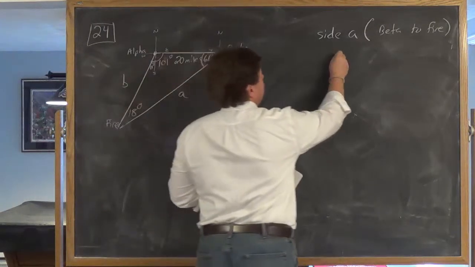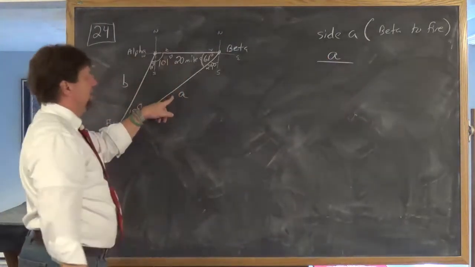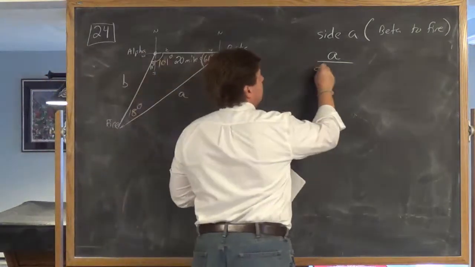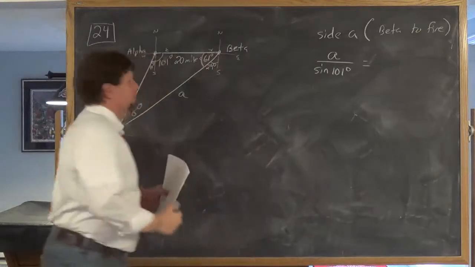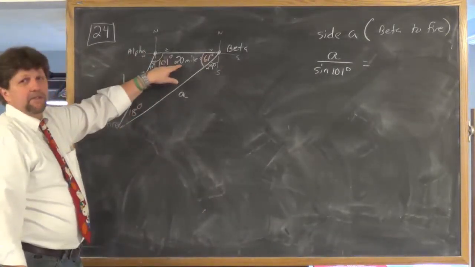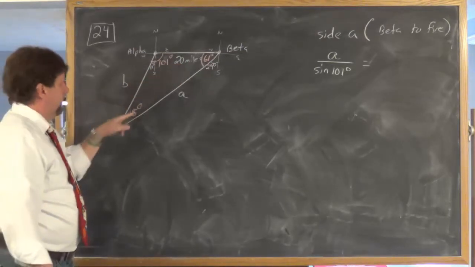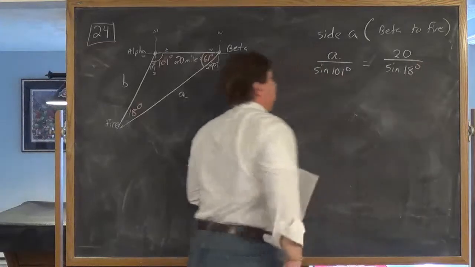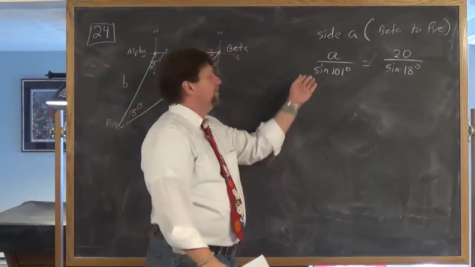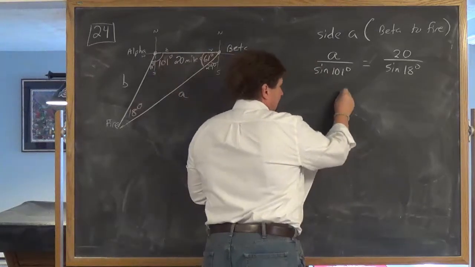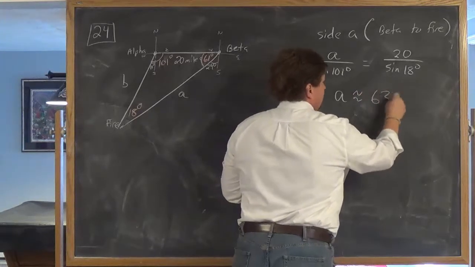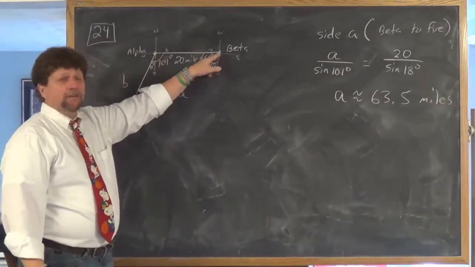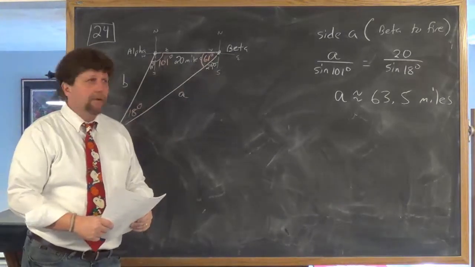So to find side A, using the law of sines, I would have A over the angle that's opposite it. So A over the sine of 101 degrees equals, and now look, I know this angle and the side opposite is 20 miles. So it would be 20 over the sine of 18 degrees. Again, if I use my calculator, make sure my calculator is still in degree mode, multiply both sides by the sine of 101 degrees, I get A to be, well, the book said to round it to the nearest tenth, so 63.5 miles. So the distance from lookout station Beta to the fire is 63.5 miles.